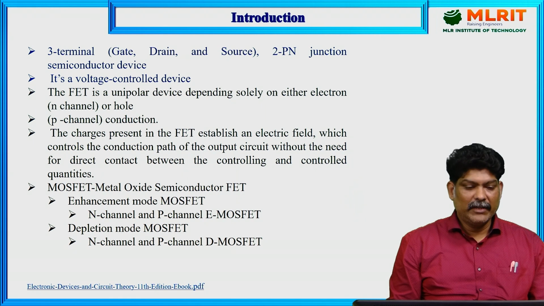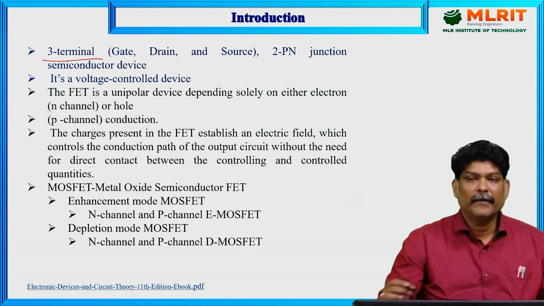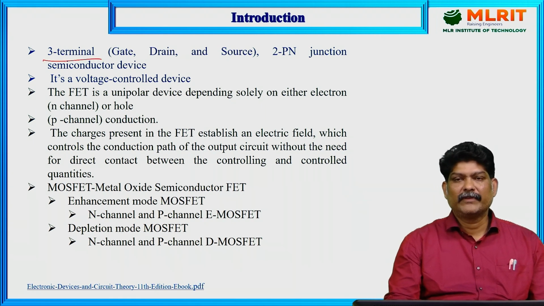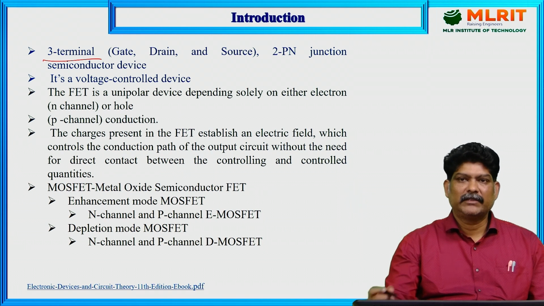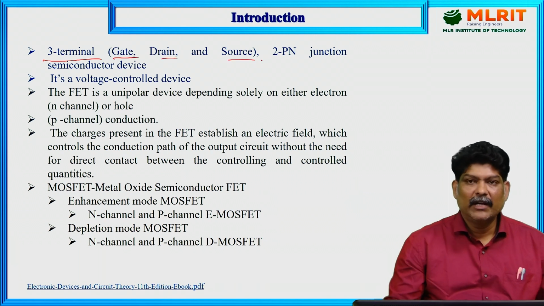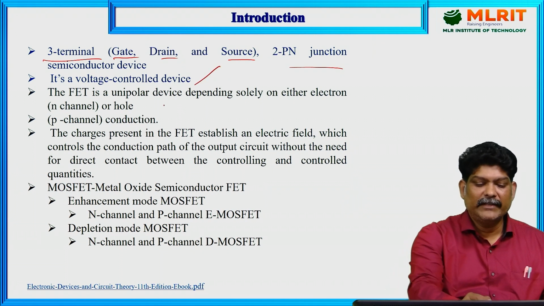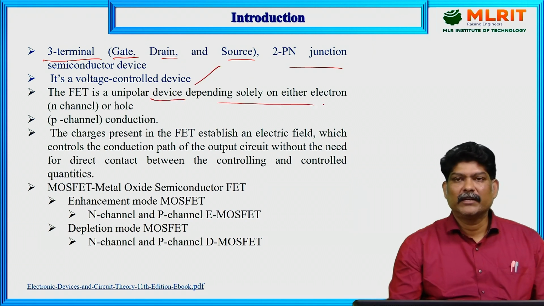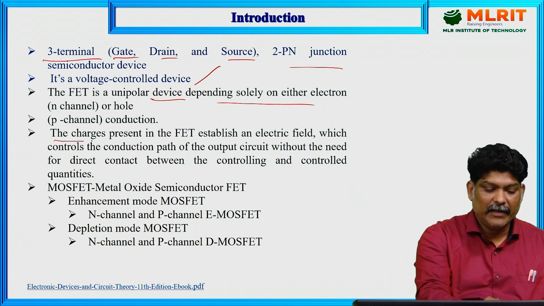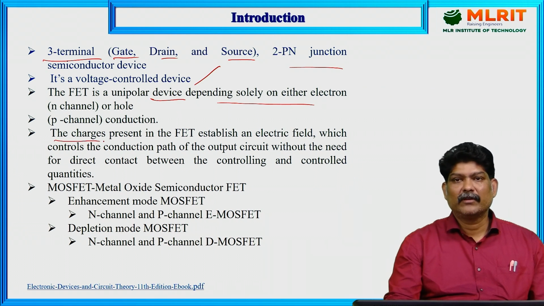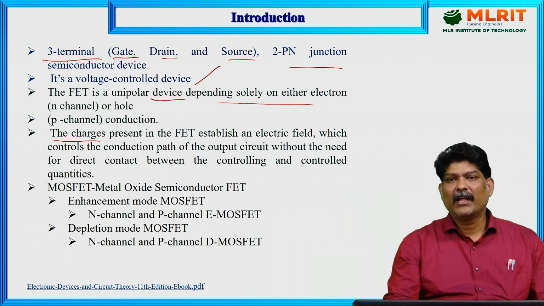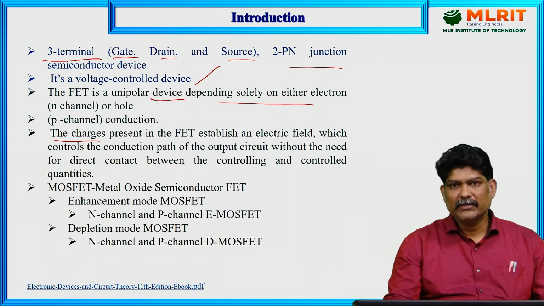Coming to the introduction, the MOSFET is a family of the FET, or an advancement of the FET. FET is a 3-terminal device. The 3 terminals are gate, drain, and source, and it has 2 PN junctions. It is a voltage controlled device. FET is a unipolar device depending solely on either electrons or holes. If the operation depends on electrons, then we say it is an N-channel FET, and if the operation depends mainly on holes, then it is a P-channel FET.